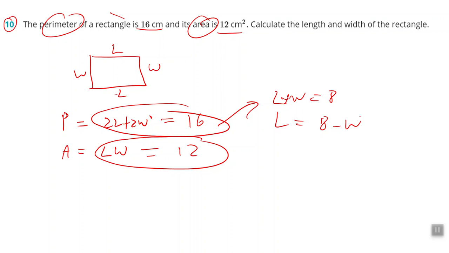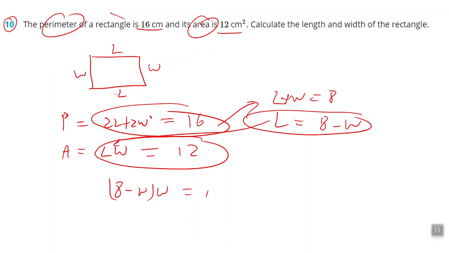Now what I'm going to do is substitute that into L. So L now becomes 8 minus W, and W is just W, equals 12. When I expand this, it's good because we've got one variable, one equation. So it's 8W minus W squared equals 12.